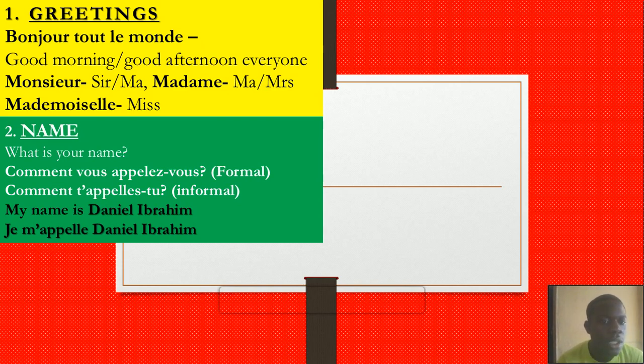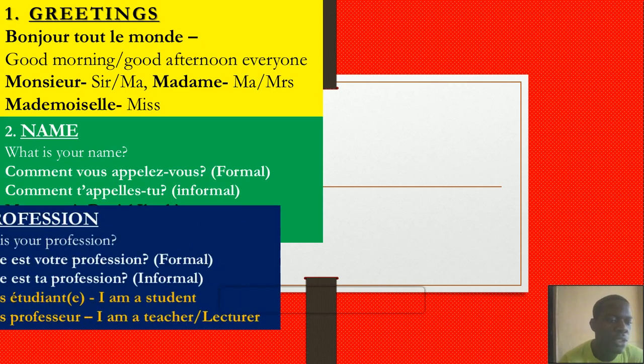The first one is the formal expression: comment vous appelez-vous? What is your name? And the informal one is comment t'appelles-tu? The informal version of what is your name. And the answer now, most importantly, is my name is, for instance, Daniel Ibrahim. How do we say it? Je m'appelle Daniel Ibrahim. So the second one is name.